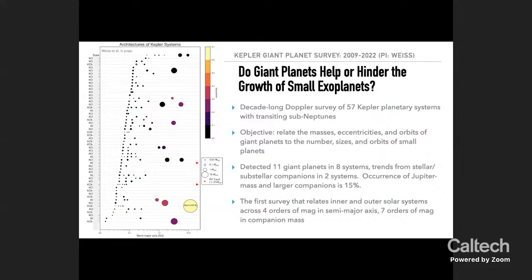A quick comment is that I was looking the other day, and it's the first survey that spans 4 orders of magnitude in semi-major axis and 7 orders of magnitude in companion mass for planets within the same system. So star, planet, brown dwarf, they are all just balls of dynamical formation.